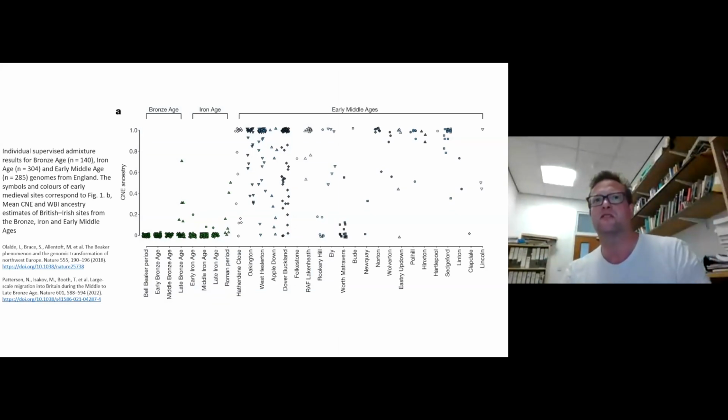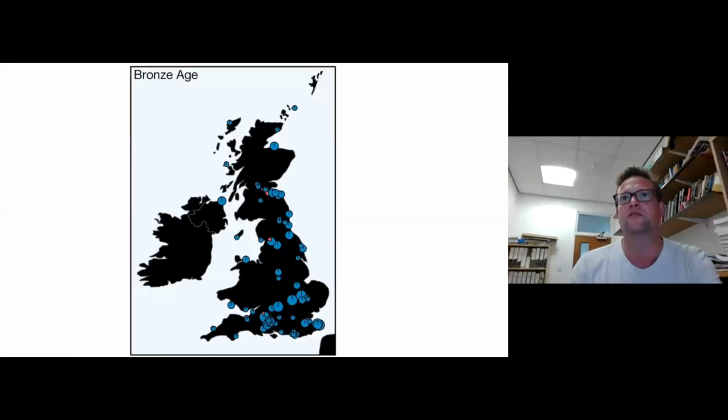But it's also showing us in the middle zone here, there's quite a lot of individuals that are a mixture of those two things as well. So we're looking at a much more complicated picture than simple population placement.